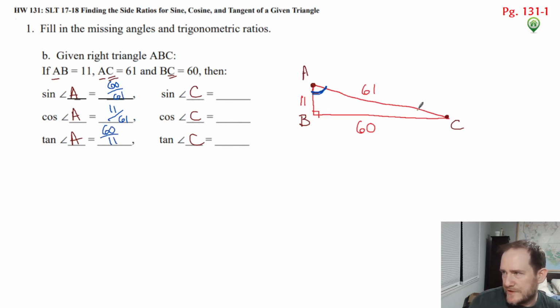And then if we switch gears and we start to look at angle C, then the sine of angle C would be opposite, which is 11, over hypotenuse, which is 61. And cosine would be adjacent over hypotenuse, so 60 over 61. And the tangent would be 11 over 60. But that's it. That's all your trig ratios.